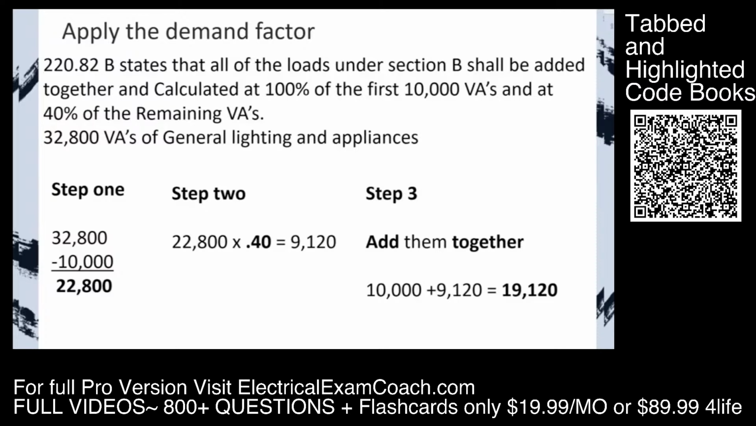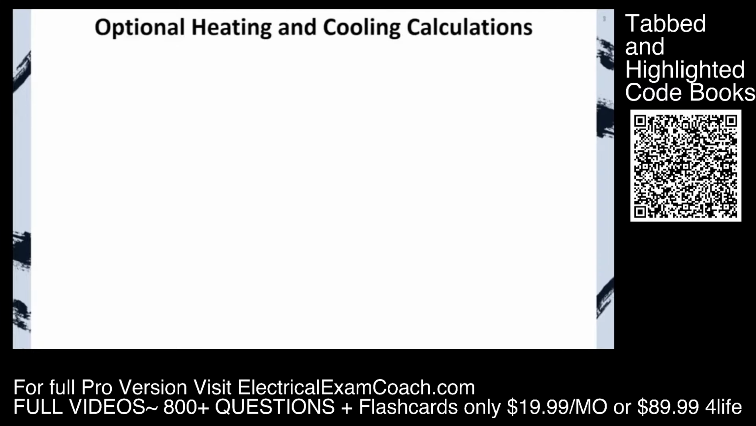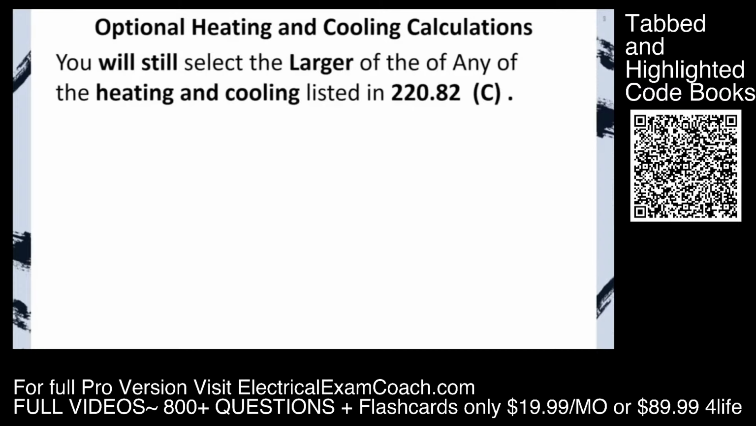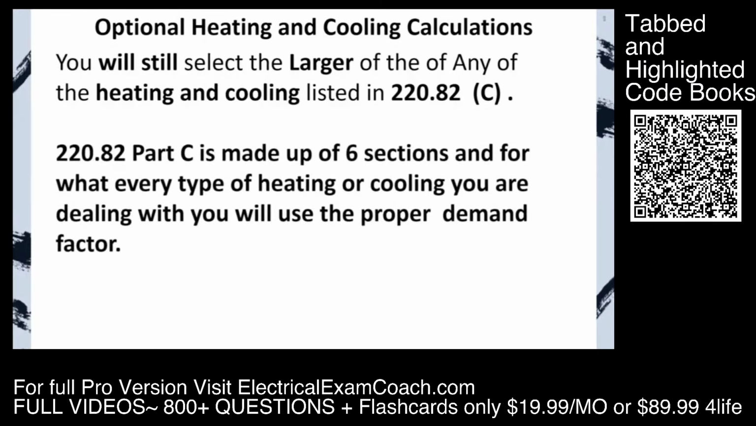It's that simple. Then all we have to do from there is calculate the heating, like we're getting ready to learn, heating and cooling. We're going to choose the larger of the two, and then we total those two numbers together, and that's our whole home load calc. With the heating and cooling optional method, we still will choose the larger of any two of the heating and cooling listed in 220.82(C). It's very simple. If you get an optional method whole house or an optional method heating or cooling, you just go down and read the prescription for each part. There are 6 different parts. It tells you what to do. It's very simple and easy to understand. And then once you've calculated the heating and the cooling, you just select the larger of the two.